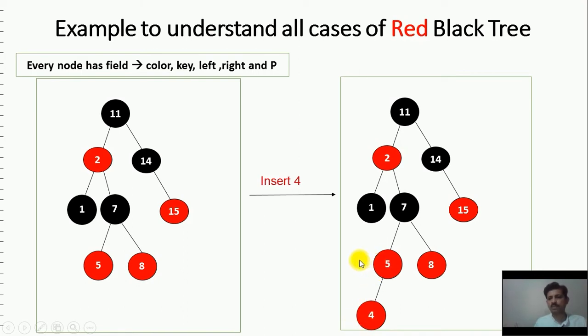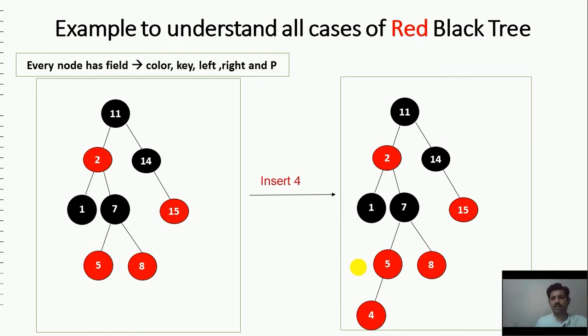Now case 1, case 2 and case 3 happen when the color of P of G, meaning the color of the parent, is red. 4 is the newly inserted node, so its color is red, and the color of the parent of this node 4 is also red. So we have to check whether it is case 1, case 2 or case 3.